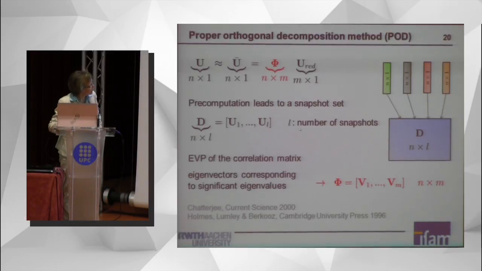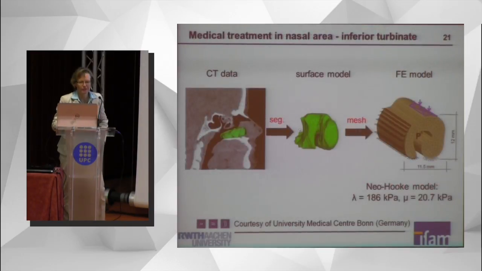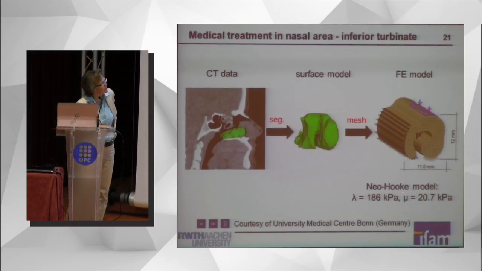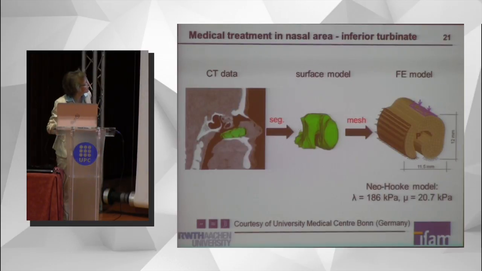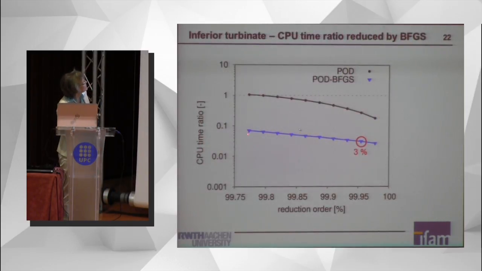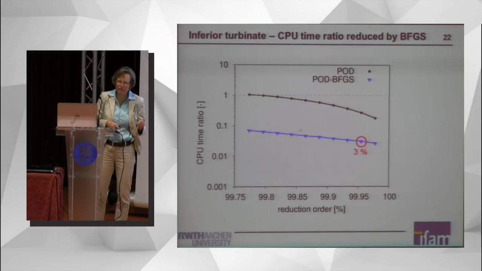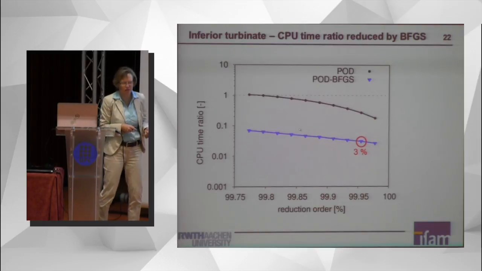So, and now this has to be used, certainly. We started here with nonlinear elasticity, so we started first with problems of biomechanics. So you see here the finite element model extracted from that. We have here nonlinear elasticity. And you see now already here the CPU time effort over the reduction order. So 99.95% means that we keep only 5 degrees of freedom out of 1,000. So this is already a quite nice reduction.